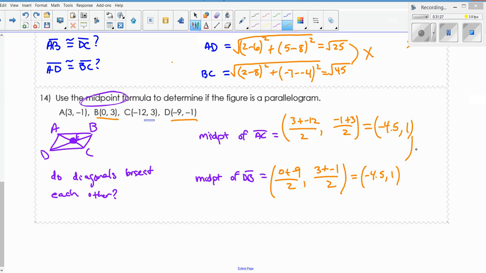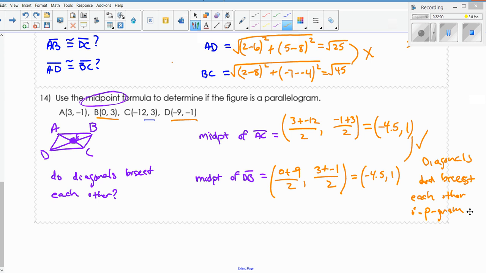So these are the same, which means the diagonals did bisect one another. Or actually, it's easier for you to say each other. Did bisect each other. Therefore, this is a parallelogram.